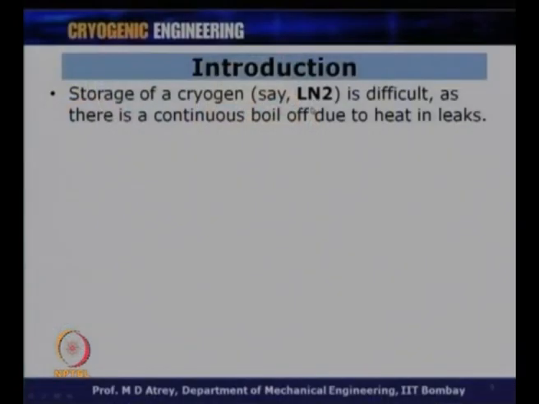So, for example, storage of a cryogen, let us say LN2, that is at 77 Kelvin, is difficult as there is a continuous boil off. If you see LN2 anytime, and we have seen this earlier, you will always see there are some vapors coming out of the cryostat. So, there is a continuous boil off due to heat inleak. That means, whatever you do, you can't prevent this boil off. If you come next day, you will find that the level of liquid nitrogen has gone down, and that is because of the heat inleak, and therefore, the liquid nitrogen level will always go down over a period of time.